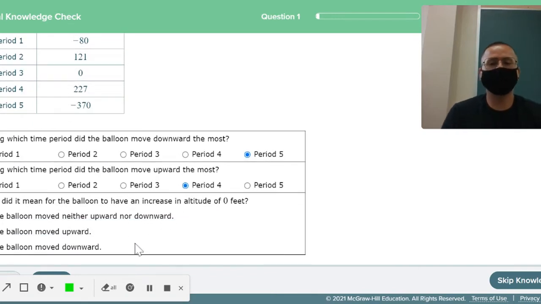What did it mean for the balloon to have an increase in altitude of 0 feet? Just like a slope of 0, it's a flat line. It means you're not changing height. So it didn't move.